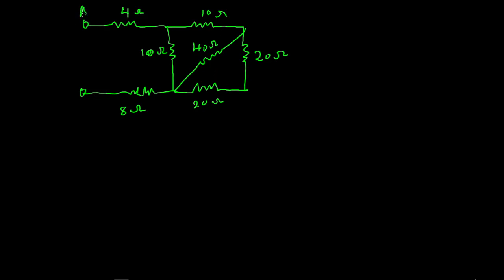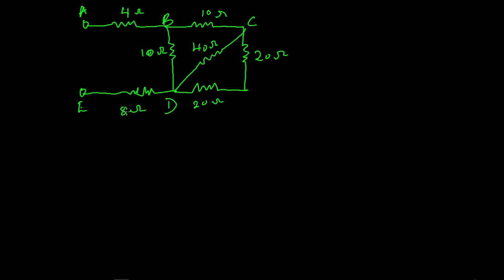Let's name this point A. Let's call this point B. All of these are connected to the same point B. Let's name this C. This, we don't need to name its terminals. This is just in series with this. So let's call this D. And let's call this E.